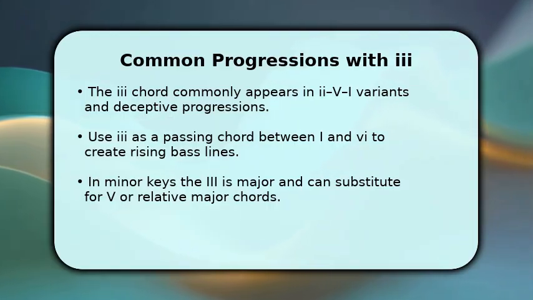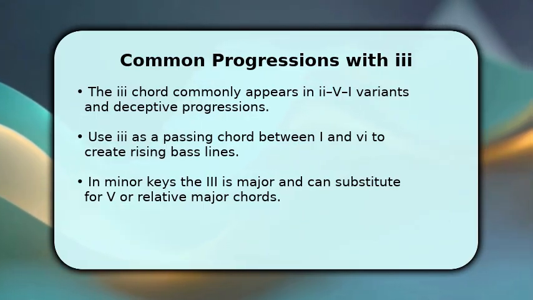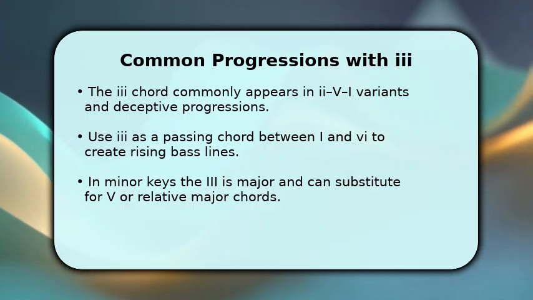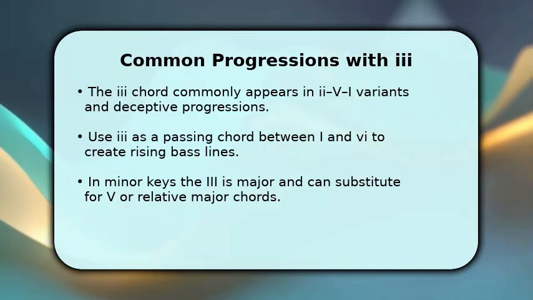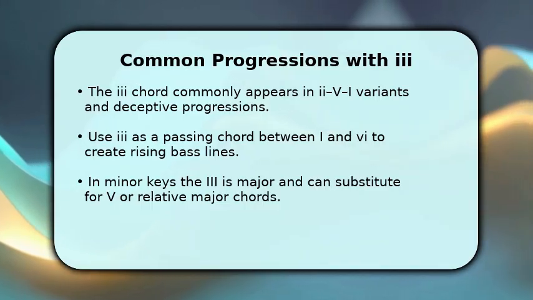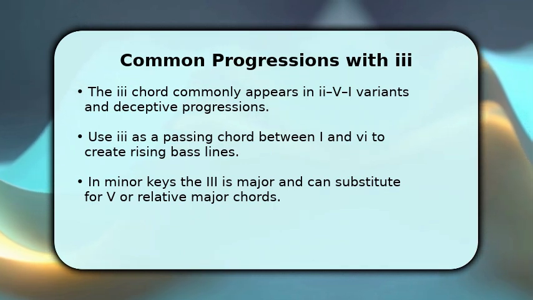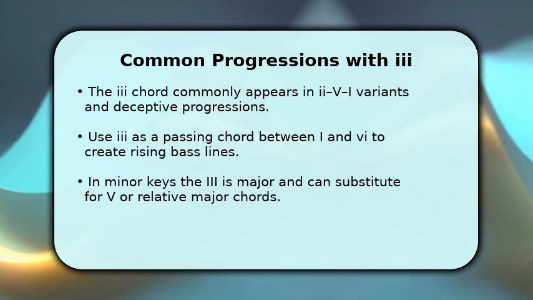Use Roman 3 as a passing chord between I and Roman 6 to create rising bass lines. Try I to Roman 3 to Roman 6 for smooth root motion by ascending thirds and common tones. In minor keys, the Roman 3 is major and can substitute for V or relative major chords. Experiment with modal mixture, borrowing Roman 3 from parallel major for color and lift.